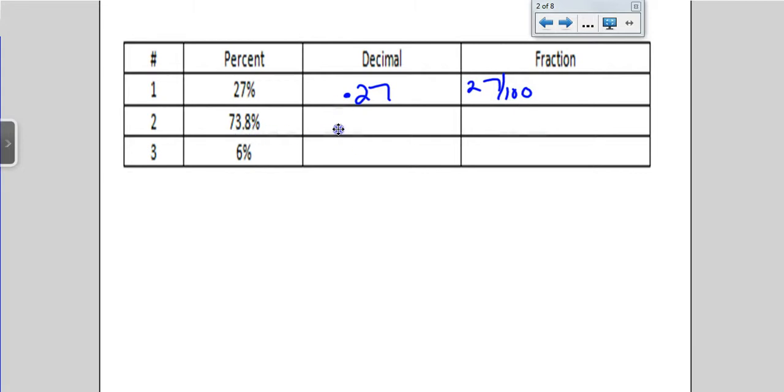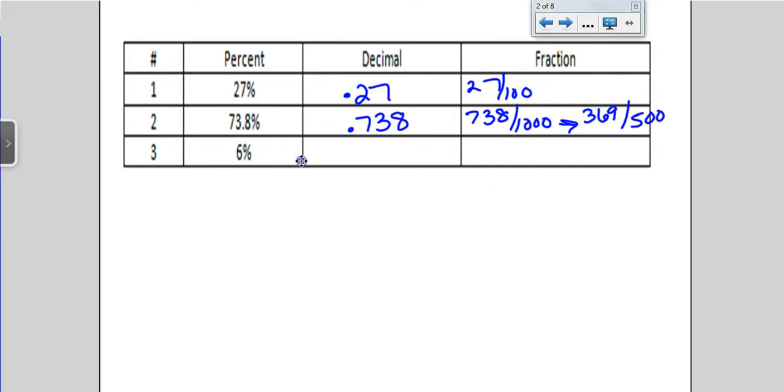If I move the decimal point back 2 spaces, we get 0.738. And this time it's 738 1,000ths, so I'm going to go ahead and do 738 1,000ths. And now when I hit math enter enter on my calculator to reduce this fraction, we come up with 369 over 500. So both those divided by a factor of 2.